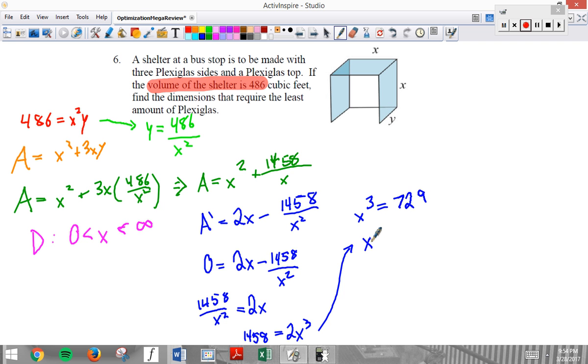And that means x would be 9. Yay! Another critical number to consider would be 0. But 0 is not in our domain. Why is 0 a critical number? Because 0 would make the derivative undefined.